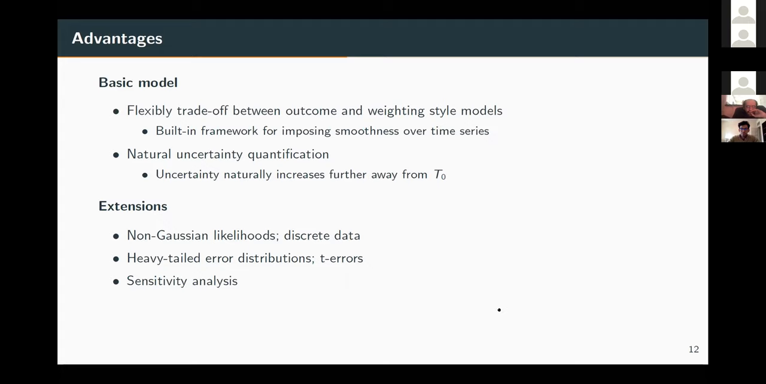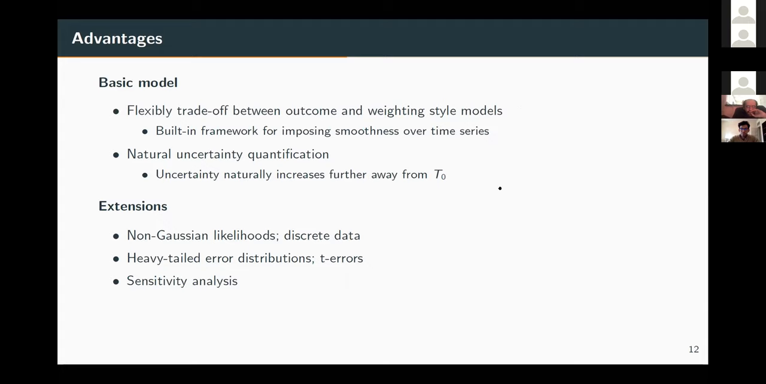And granted, there are strong assumptions in what's going on here, but you can reason about them a little bit more clearly, as I'll argue. And then in addition to that, by combining the outcome model and a task-based model, you should have uncertainty that grows with time the further out your projection grows. This is all baked into this basic model that I discussed before.